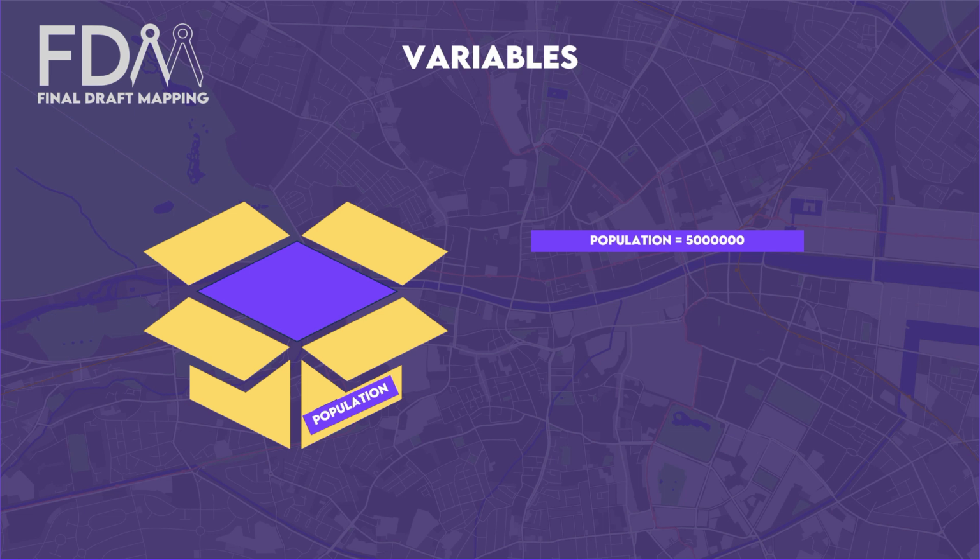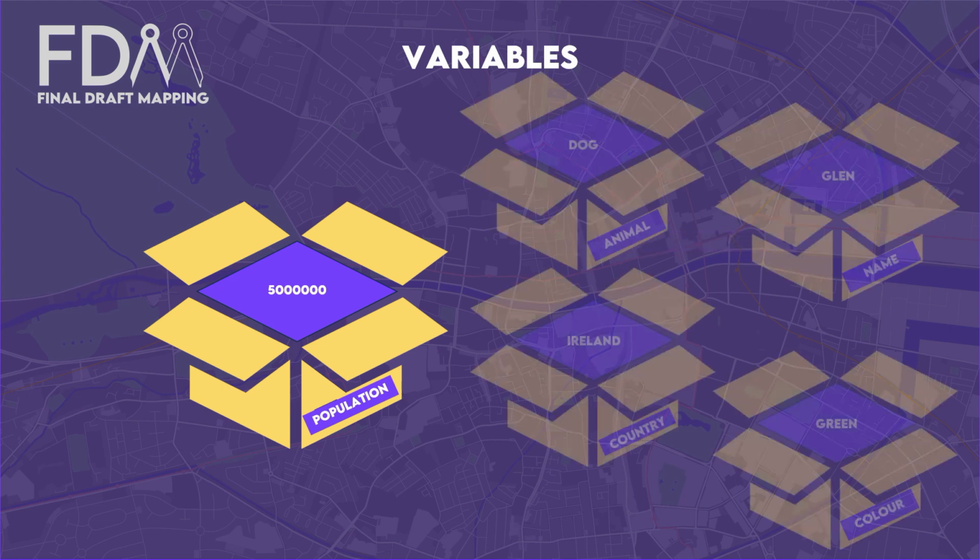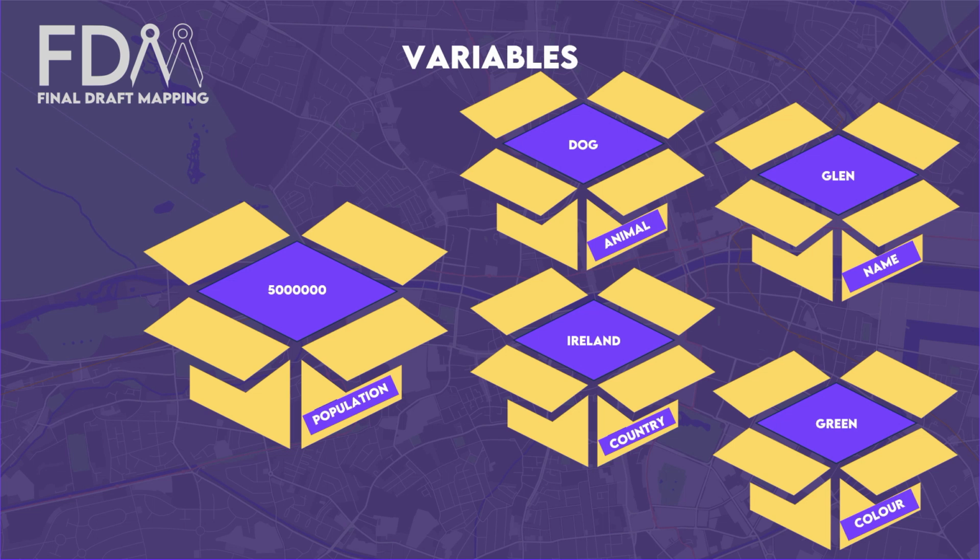The value of 5 million is then stored in memory. We can access that value through the variable population. And we can store all types of values and objects in memory. Here we have country as Ireland. We've assigned green to the variable colour, Glen to name, and dog to animal.